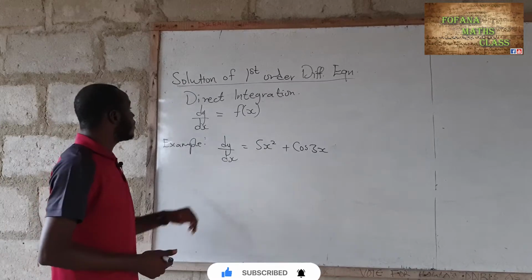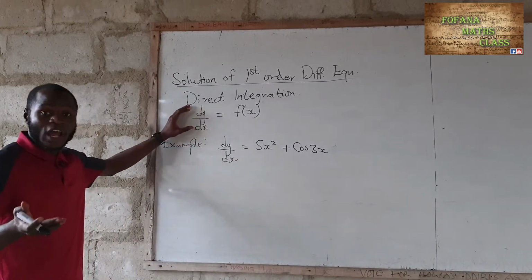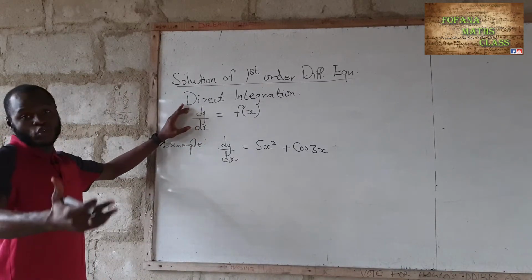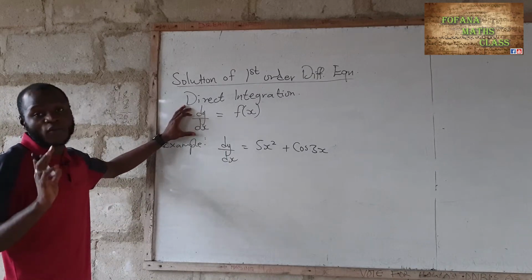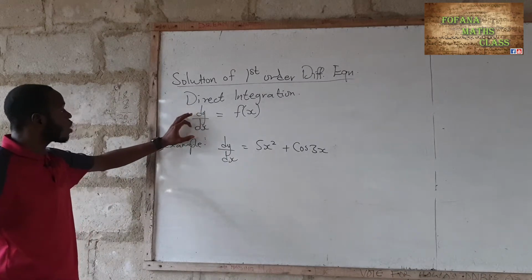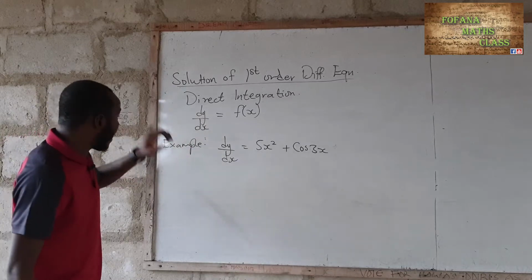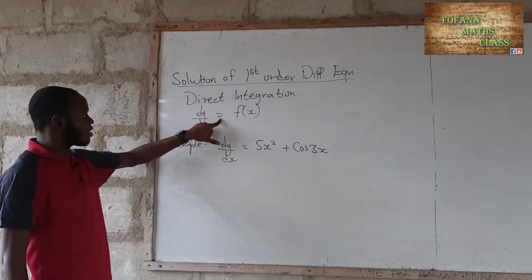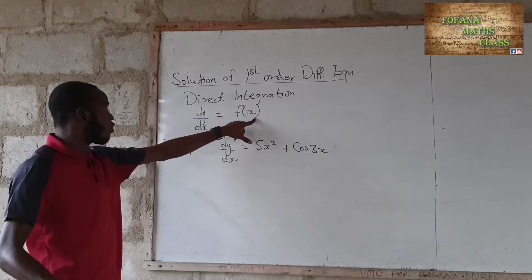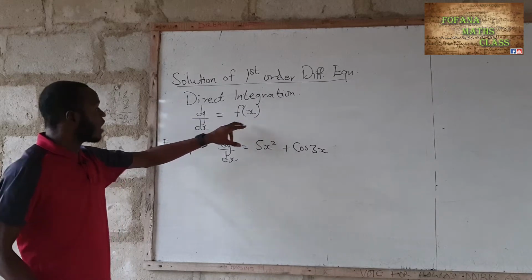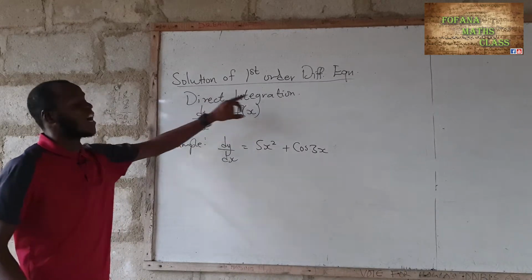Today we are going to look at the types of differential equations and how to solve them. We have different ways of solving them depending on the type of question given to you. Here we are going to look at a type of question where dy/dx is given to you as equal to a function of x. How do we solve that one? We solve it by a method called direct integration.